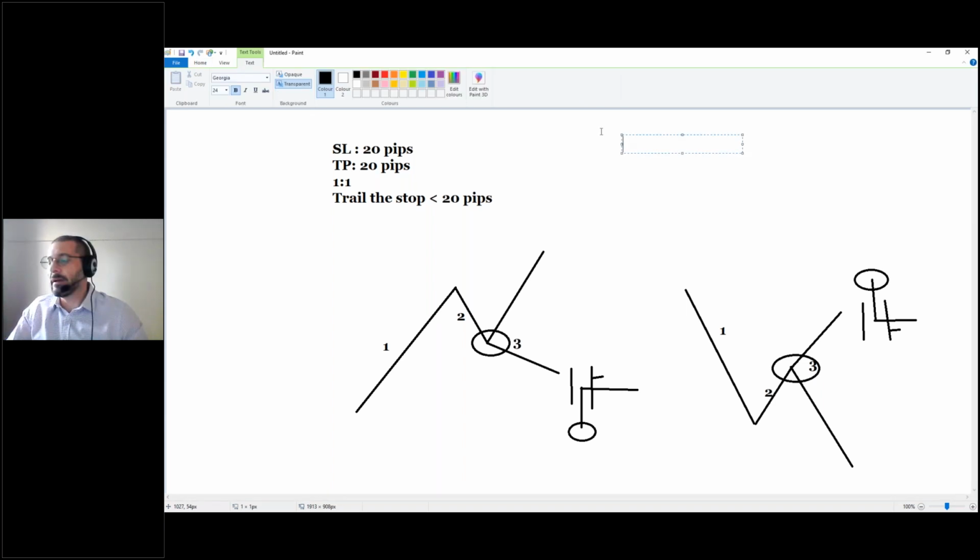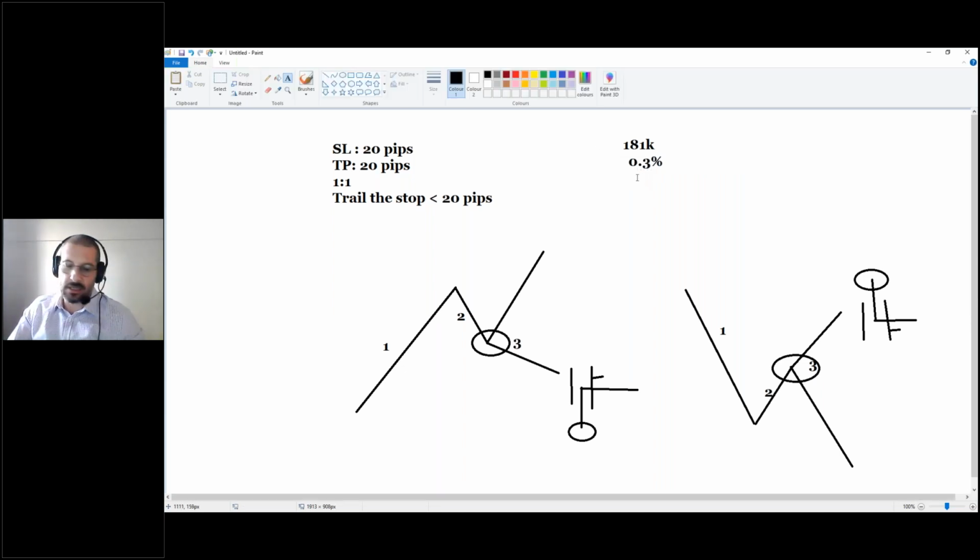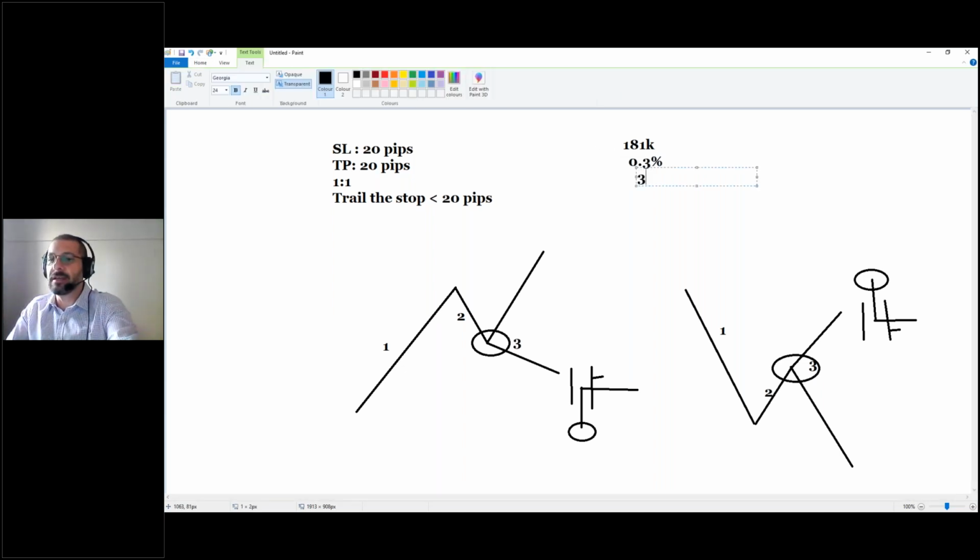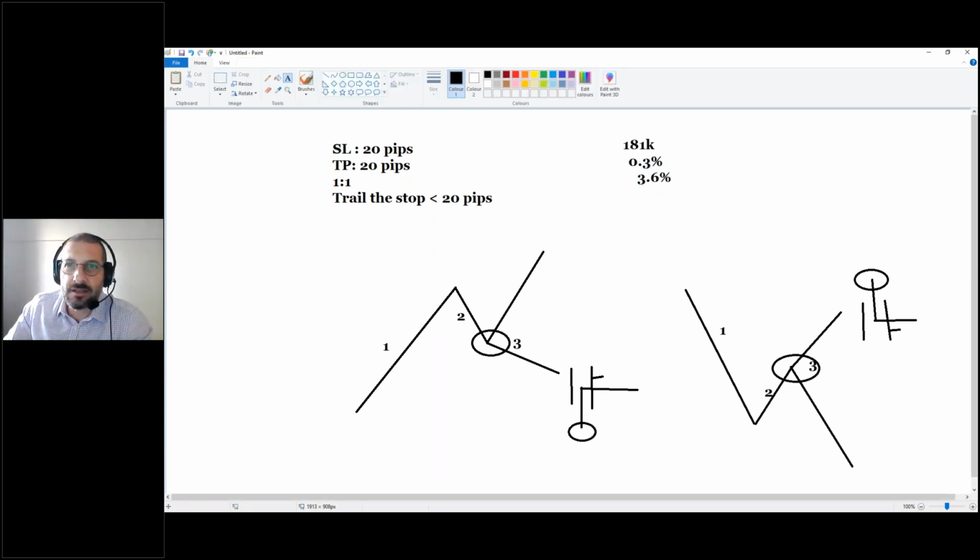The forecast is for 181,000 jobs. What we also want to look for is the average hourly earnings, which is forecasted at 0.3%. And the unemployment rate is really a lagging indicator, but it's expected to be 3.6%. So that's what we're looking for.